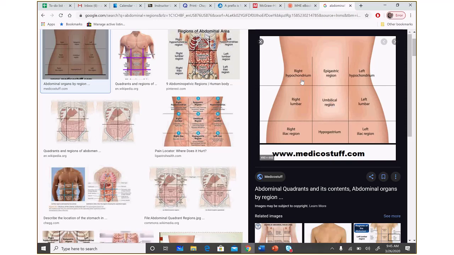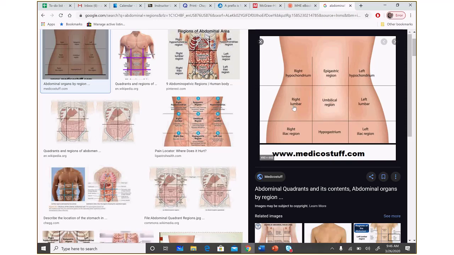Okay, so the top section is referred to as the hypochondriac section, which means below, and chondrio is the ribs. So this is the right, this is the left.